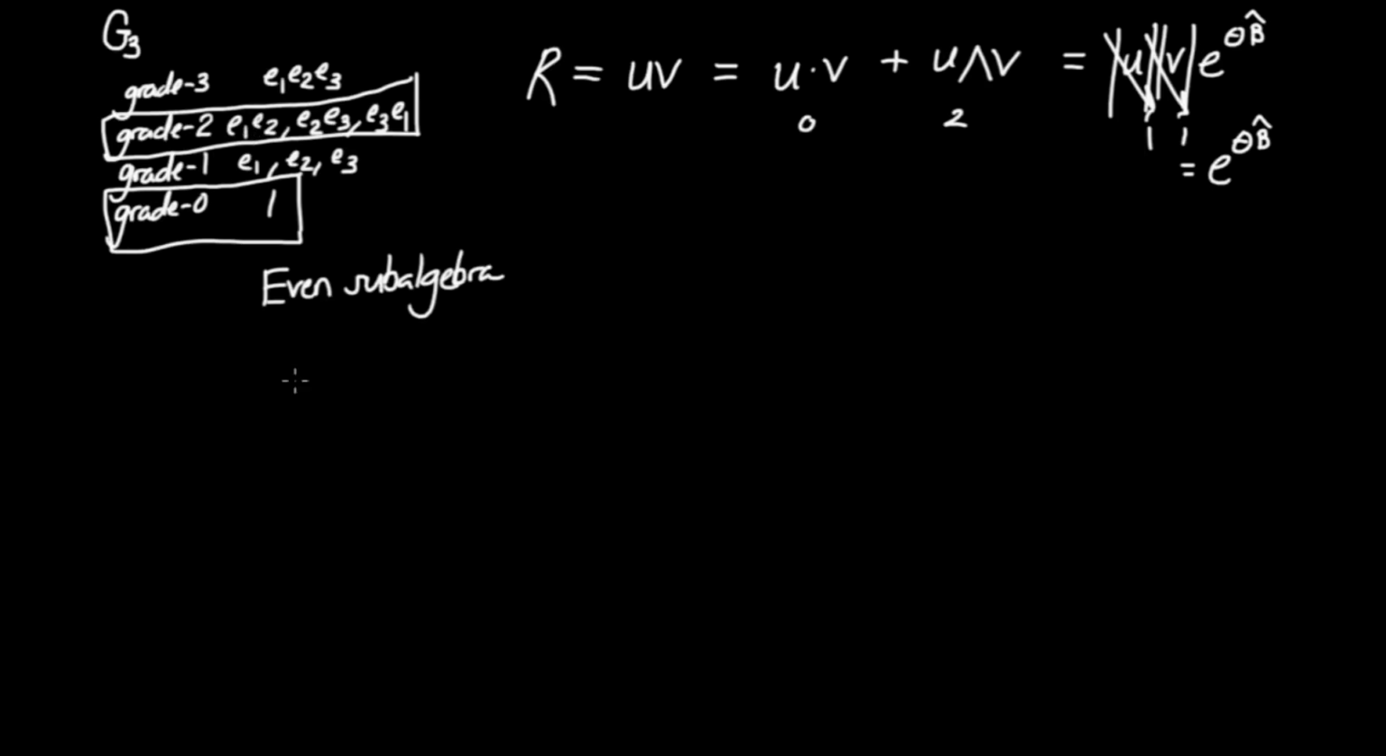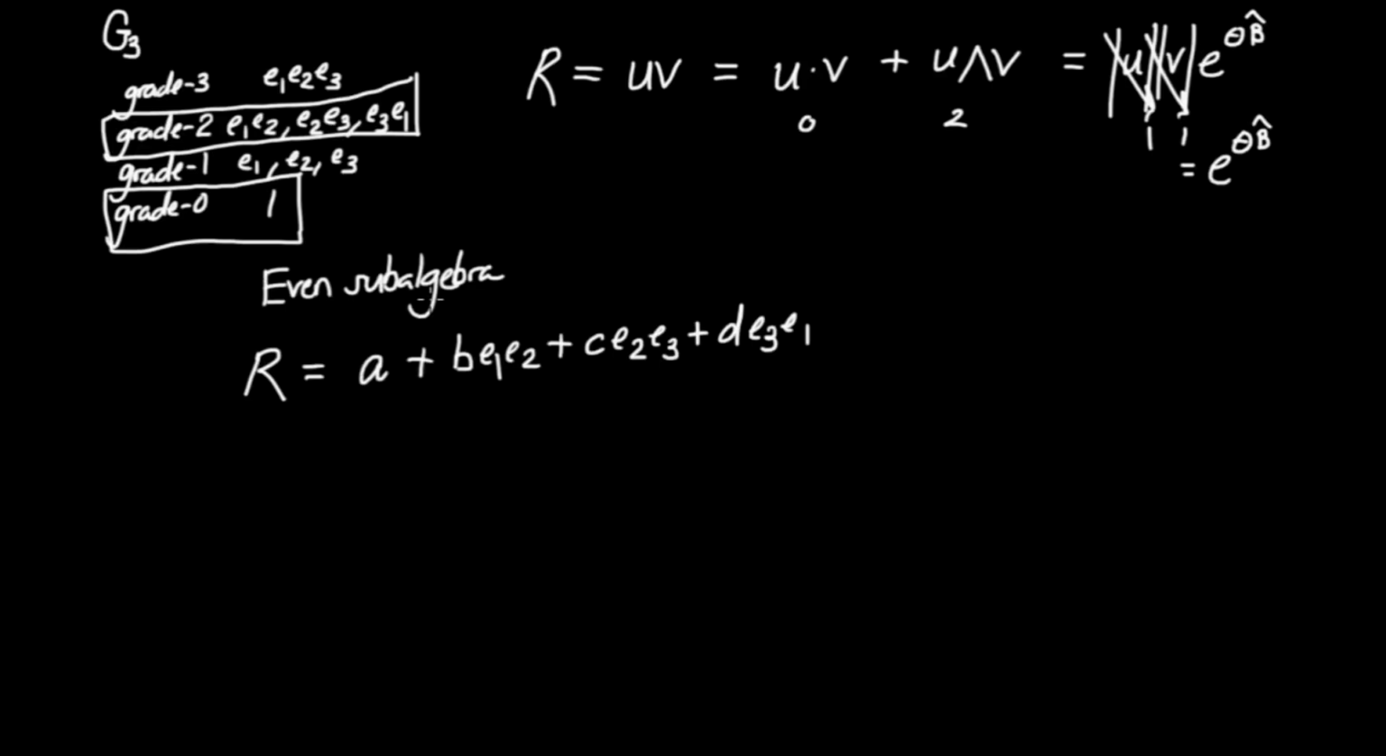So the most general element of the even subalgebra of G3 is going to look like this. It's going to be some scalar, we say little a, plus some linear combination of the bivectors: b, another scalar, times e1e2, plus c times e2e3, plus d times e3e1. You can see the grade 0 part, and from here to here, the grade 2 part. And you can see there are 4 coefficients in front of each one of the basis elements: a, b, c, and d.